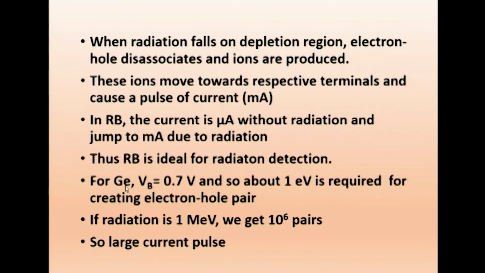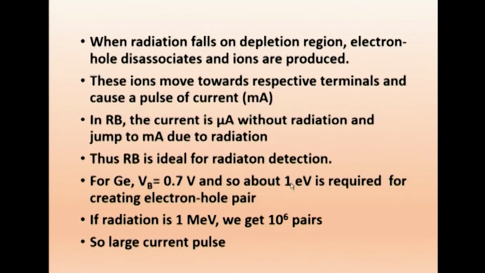Now for germanium, VB equals 0.7 volt, so about 1 eV is required. Suppose I get a radiation: if it is less than 0.7 eV, it will not trigger any pulse. Roughly speaking, instead of 0.7, we can take 1 eV. About 1 eV is required for creating an electron-hole pair. Only then will electron holes be separated and a pulse produced.